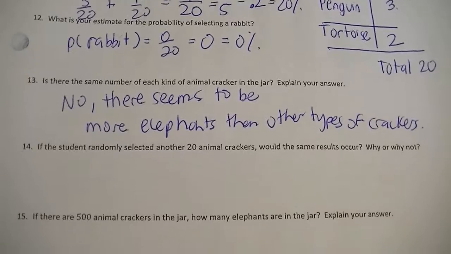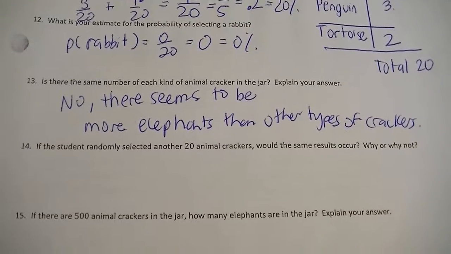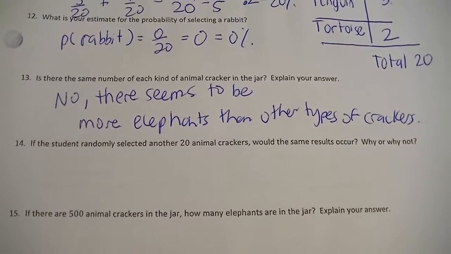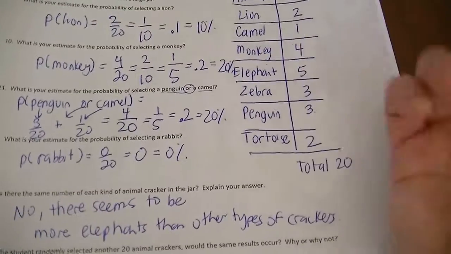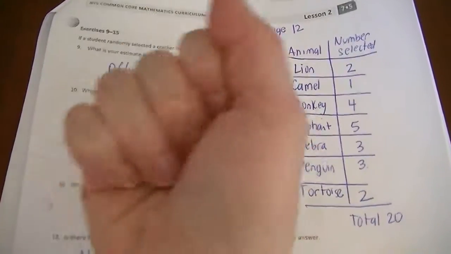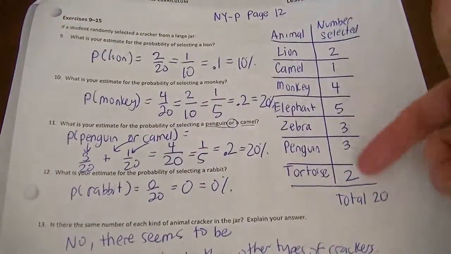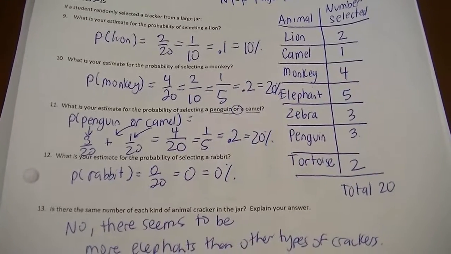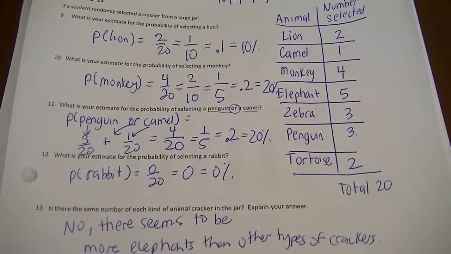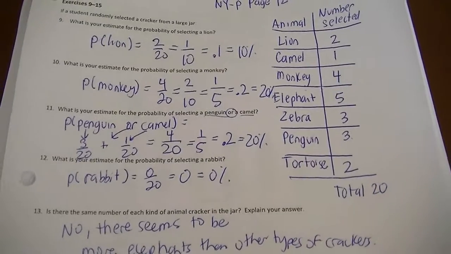14. If the student randomly selects another 20 crackers, would the same results occur? Why or why not? So remember, these 20 were just selected out of the main jar. So if he went through and selected another 20, would these results be exactly the same as this data right here? I'm thinking probably not. Results might be similar, but it'd be unlikely to be exactly the same.